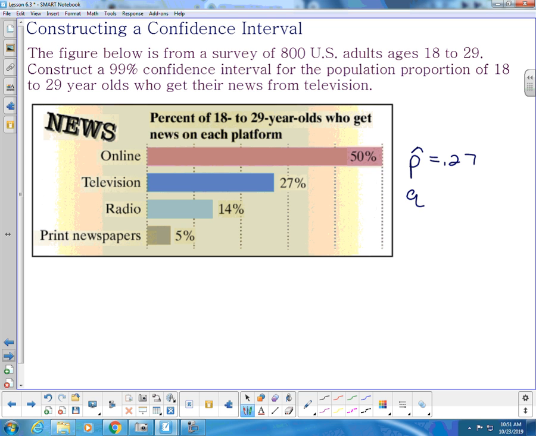What's Q hat? What's your N? 800. What is your confidence level for 99%? 2.576. Oh, sweet. So, find your margin of error and find your interval. Go.